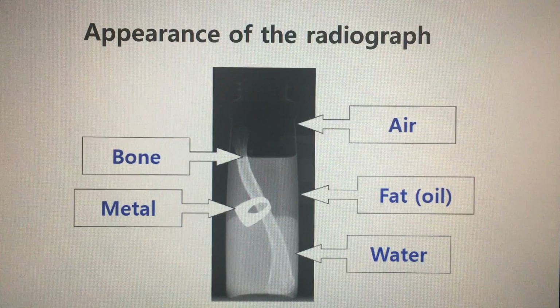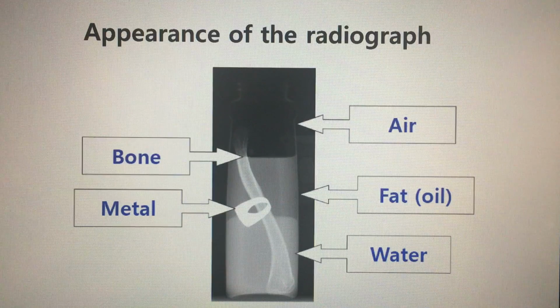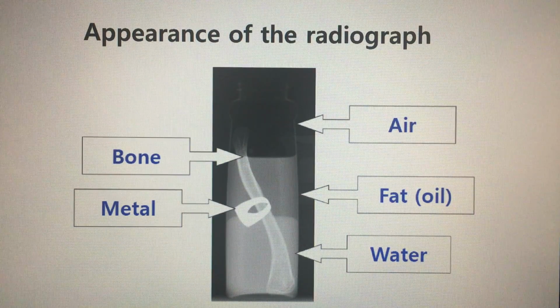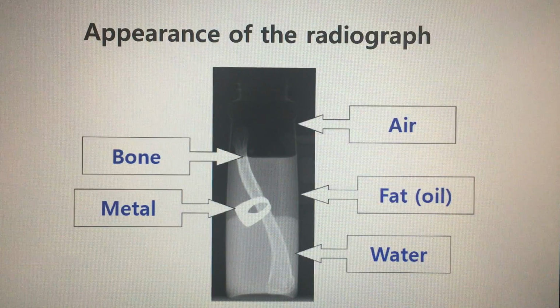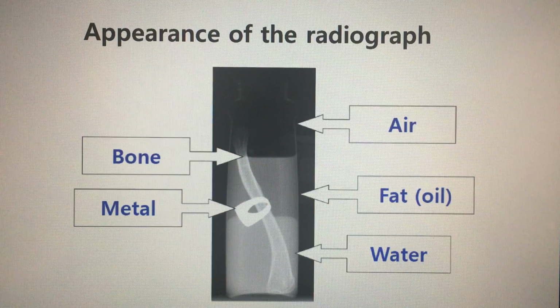X-ray images are depicted as grayscales. There are gas, fat, water, bone, and metal in the bottle. It looks darker or lighter, depending on the density of the object. When the X-ray penetrates well, it's called radiolucent, and it looks darker.